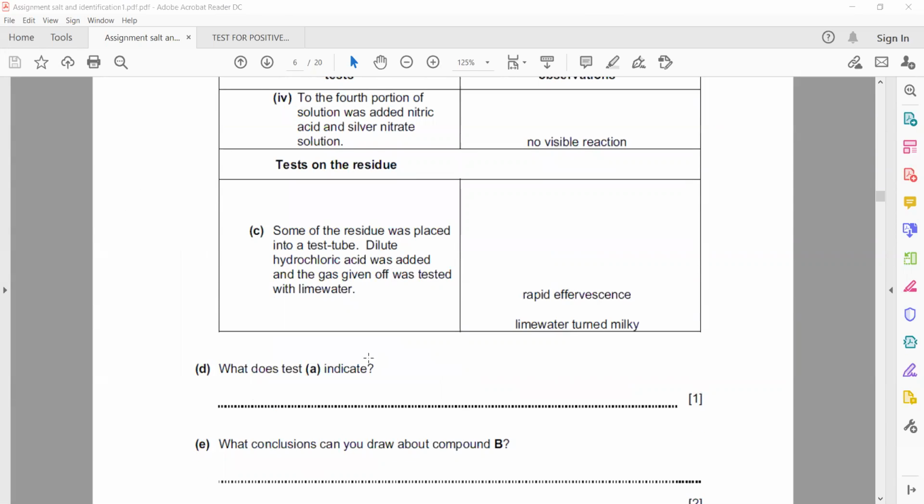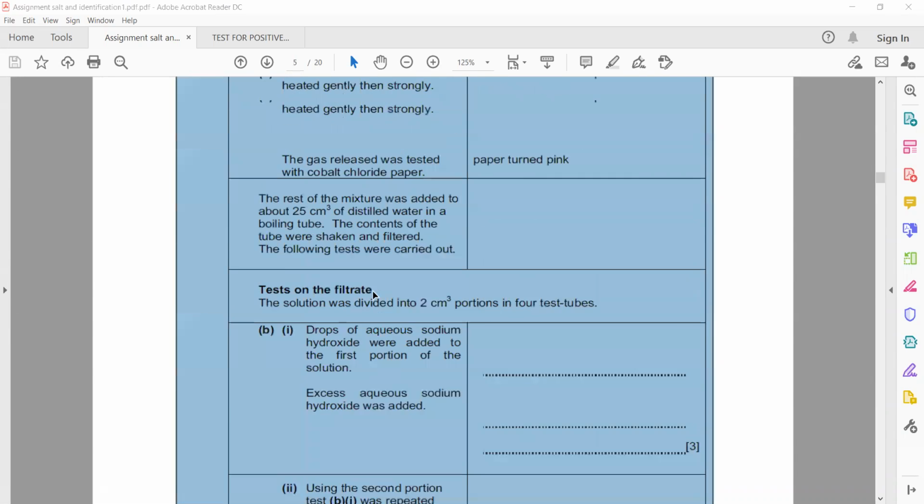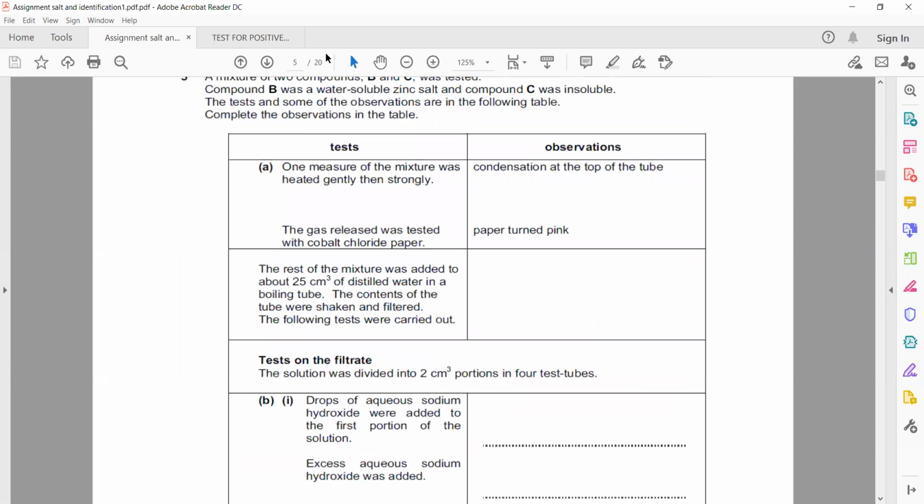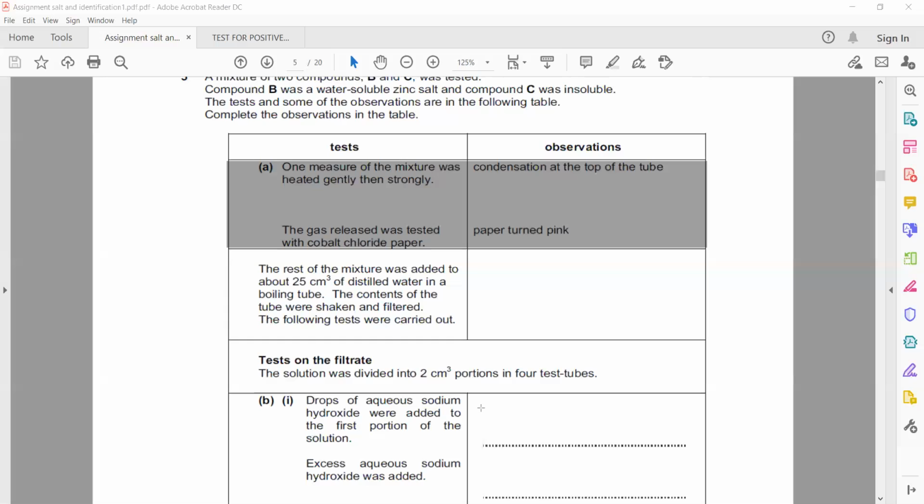What does test A indicate? It's a hydrated salt, or contains water of crystallization.